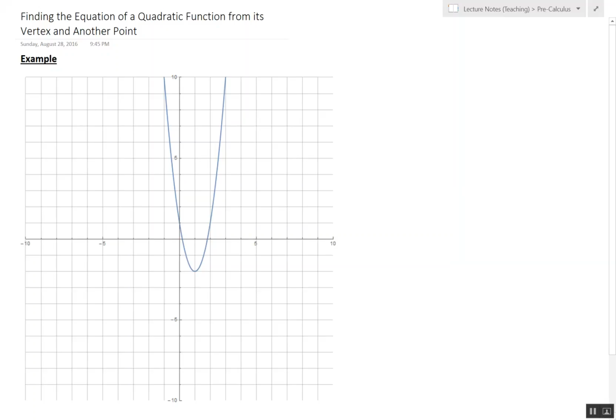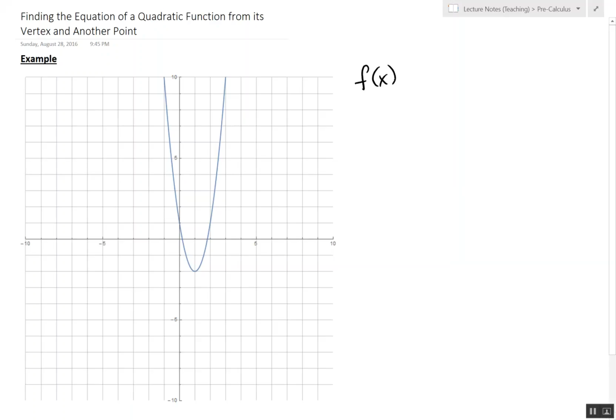Hi everyone, welcome back. Now we're going to talk about reading graphs and how to come up with an equation of a quadratic function if you have a graph of one. So notice I have a graph here but no equation here. The easiest way to do this is with the vertex form.